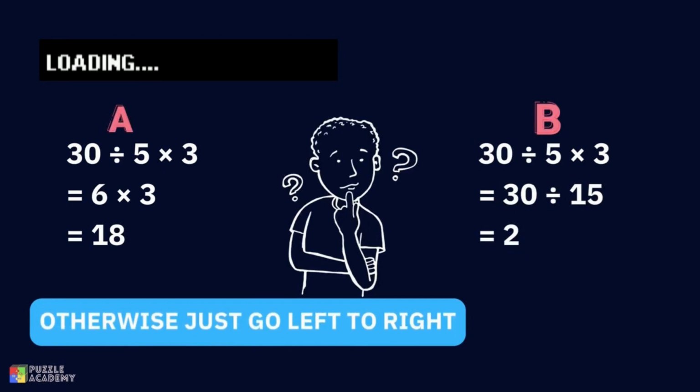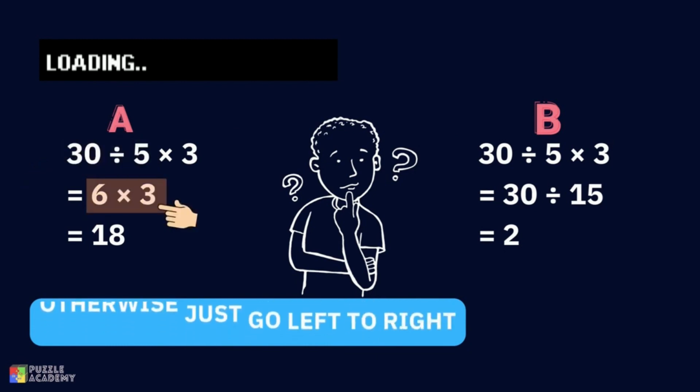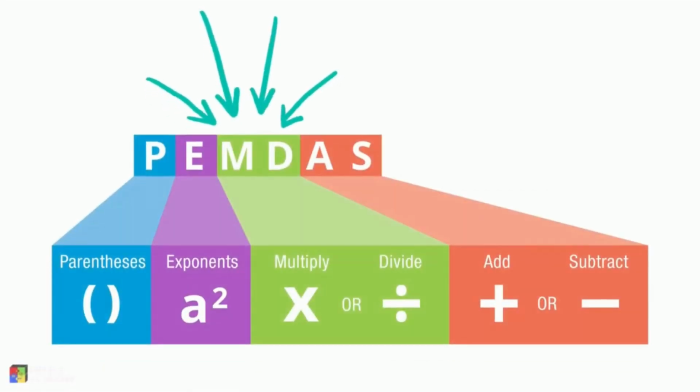What if we have this given? We just need to follow the direction. Divide first and then multiply. So we get 18. Now, the question is, how do I remember it all? The right answer is PEMDAS.